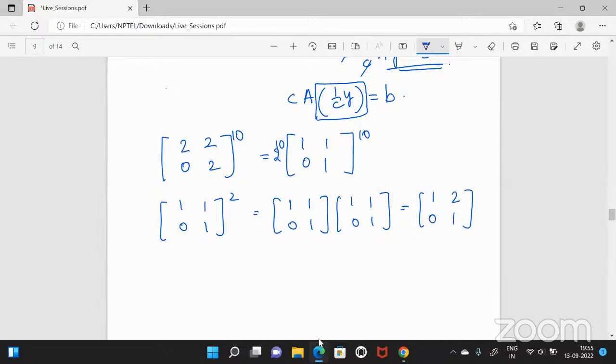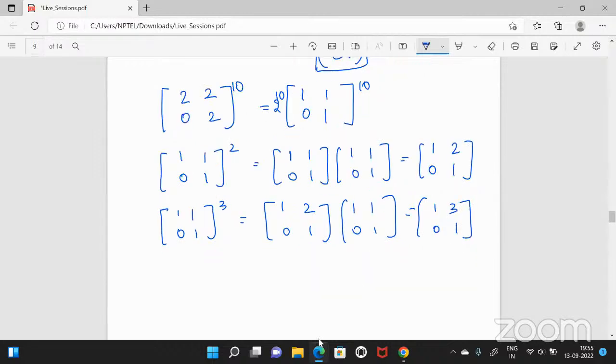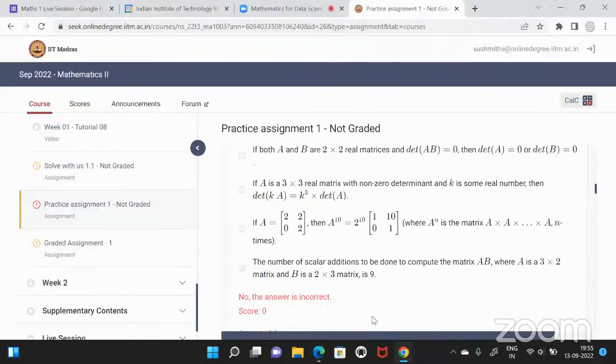What is the third power? 2 to the power 3, 1301. Can you see that there is a pattern? Yes, ma'am. So the 10th power will be 1, 10, 0, 1, that is 110 01, times 2 to the power 10. Okay. Thank you, ma'am. I have one more doubt.